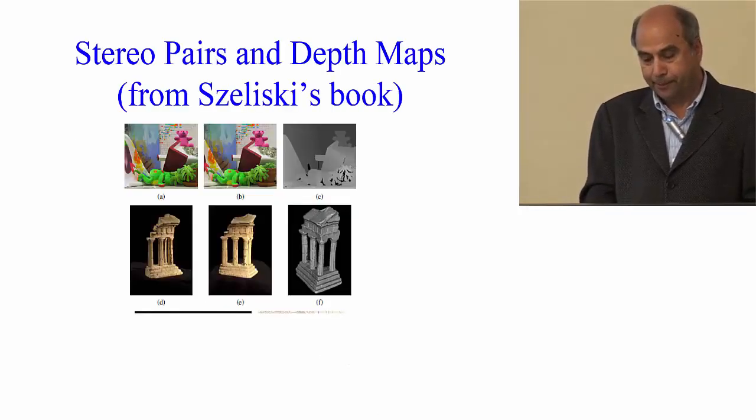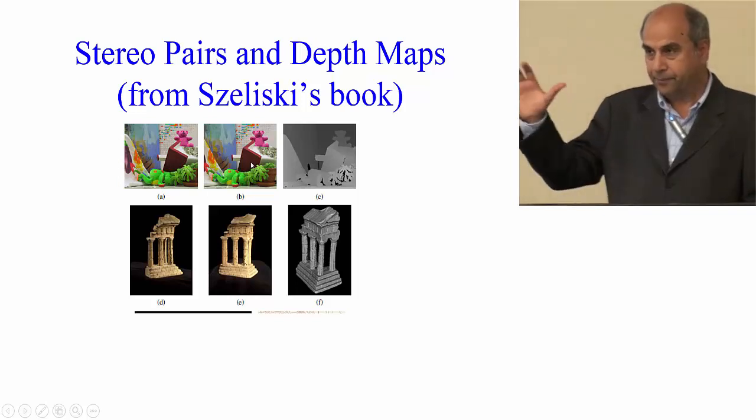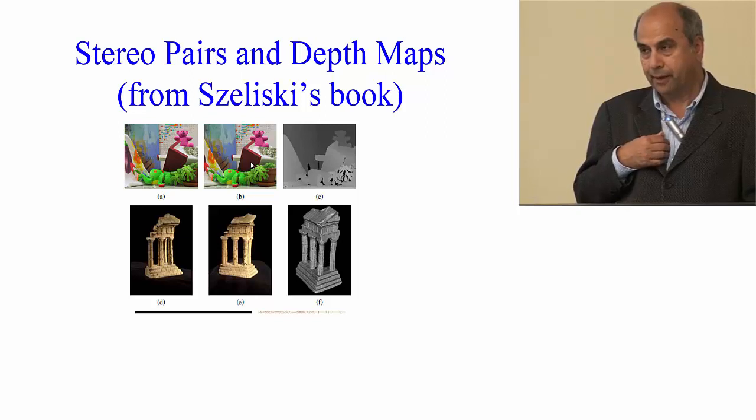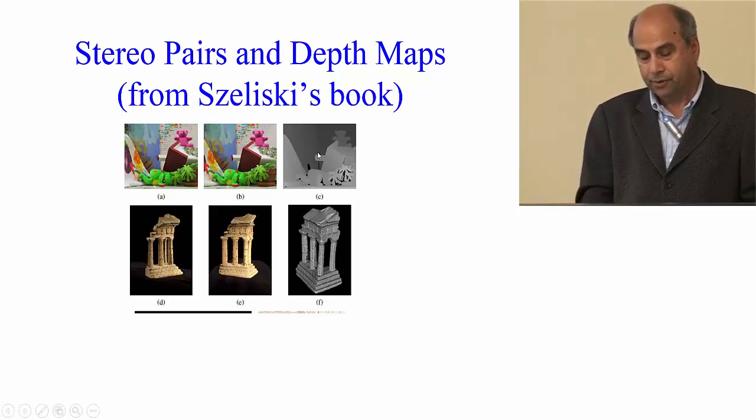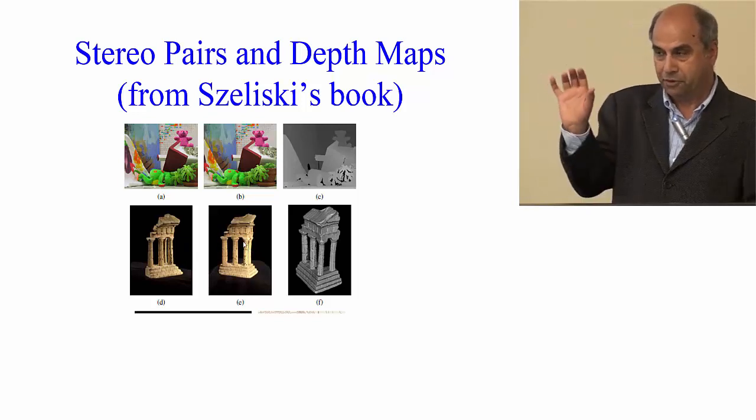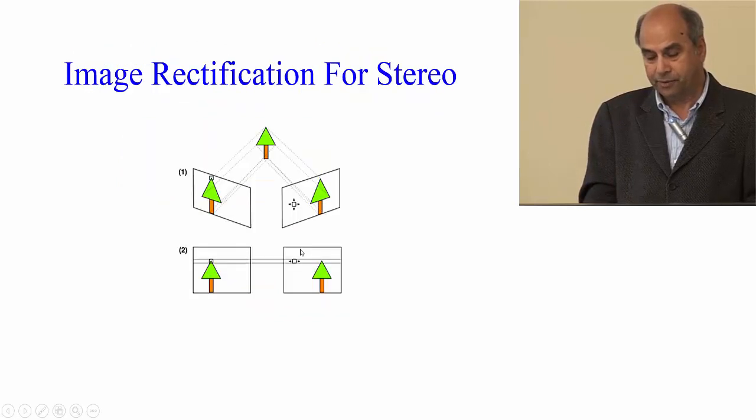So here are examples of a stereo pair. These are two images, and using this kind of method, you can compute the depth, which is shown here. This is the pair, and in computing depth, you can visualize this from different viewpoints, which is shown here, and like that.